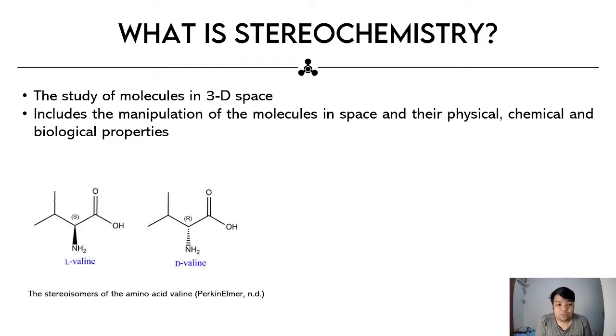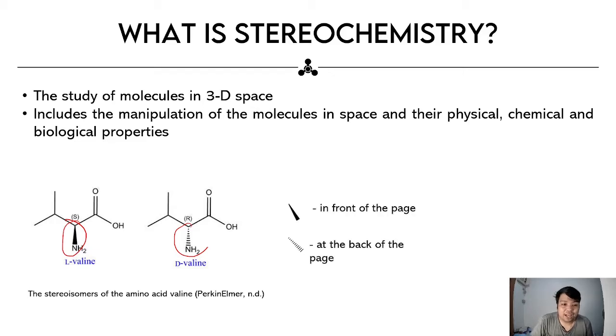Now if you notice in valine, in these two isomers of valine rather, the bonds are the same. They're composed of the same atoms. The atoms are bonded all together in the same manner. However, there is one slight difference here, and that is these lines that you see here. Now, this represents the spatial arrangements of the bonds.